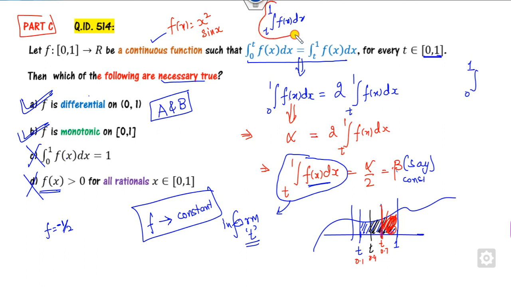You can simply add this integration. Why? Because we need an integration from 0 to 1 and then it will be a constant. So it means the integration of this function should be the constant, but the left hand side is a form of t. So what will be the nature of the function? It must be the constant function. So that means the constant is differentiable and monotonic.